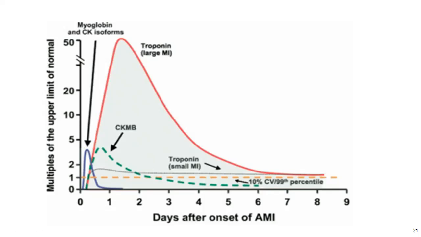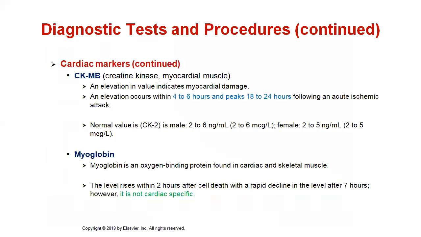And this should be less than 90 microgram per liter, and they are elevated only for 24 hours. So after 24 hours, myoglobin will disappear in case of ischemia. Myoglobin is actually a special type of protein. Myoglobin is an oxygen binding protein found in cardiac muscle and skeletal muscle.